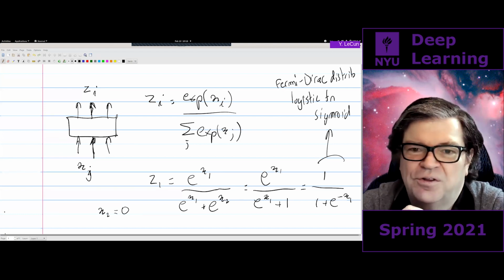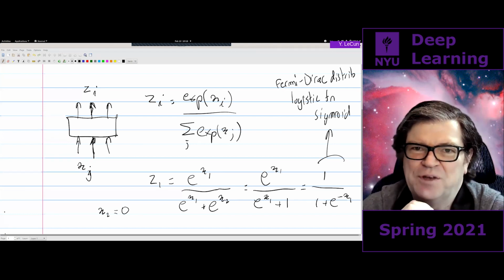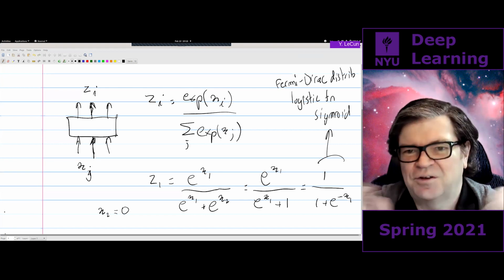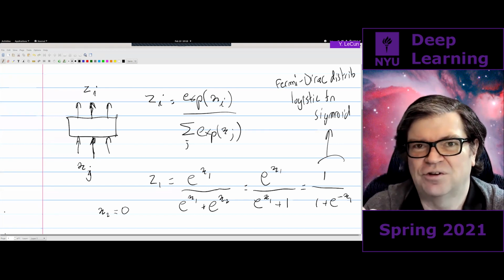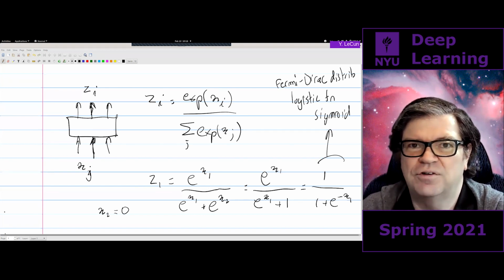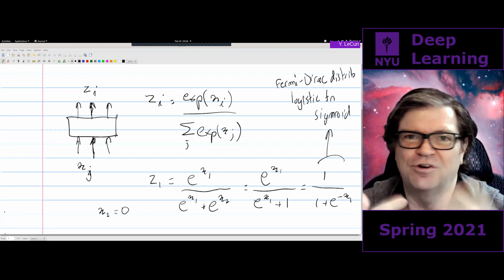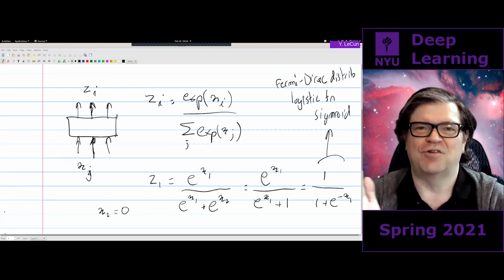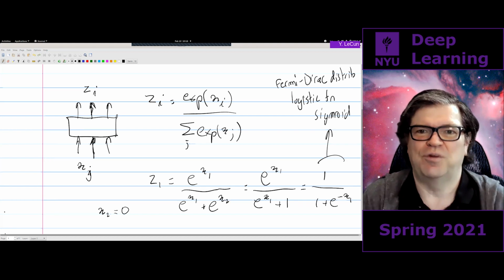Okay, so now what we've just seen is that the softmax basically is a multinomial generalization of the logistic function. Or conversely, the logistic function is a special case of softmax for two variables where one of them is always 0.